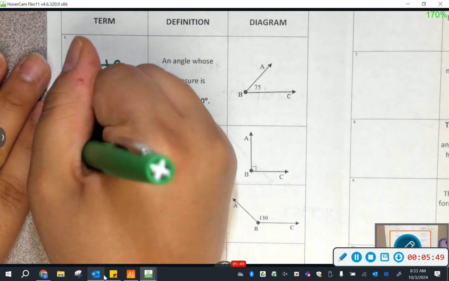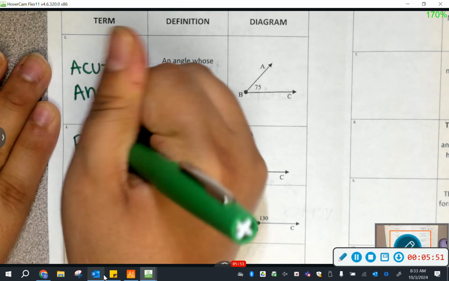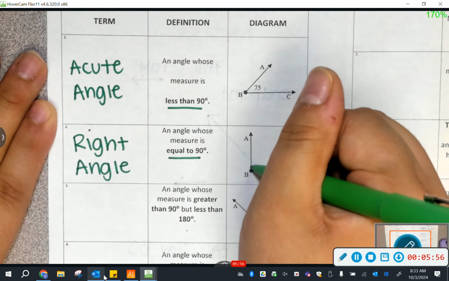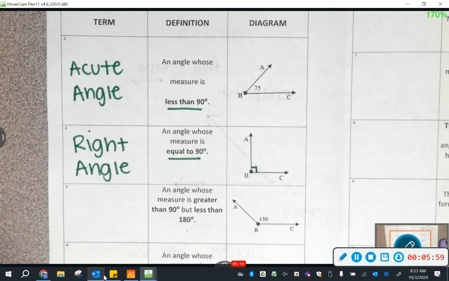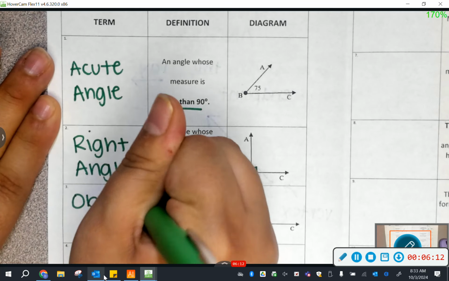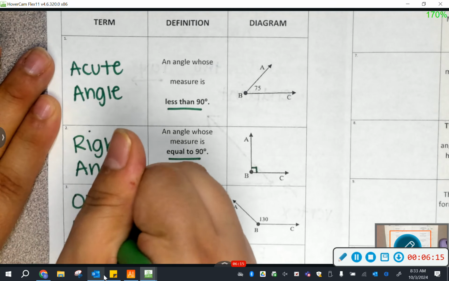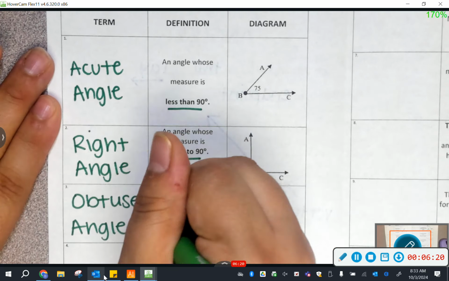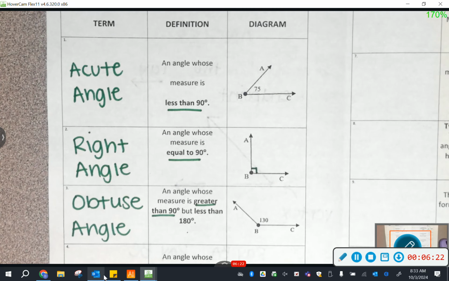Right angle. What is a right angle? It equals 90 degrees. It's either going to have a little box or it's going to have a 90-degree angle. Obtuse. Not obese. Obtuse angle. What does obtuse mean? It is greater than 90 degrees, but less than 180. And typically you just see greater than 90.